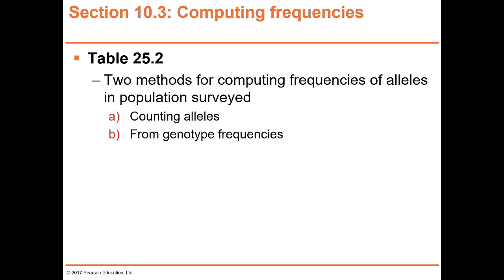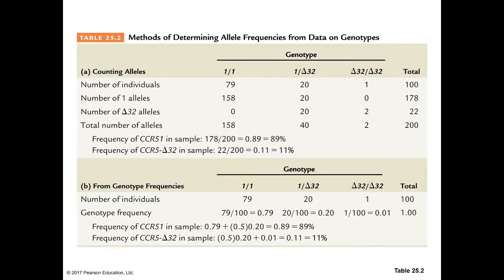To compute frequencies, there are two methods. First is counting alleles, and next is genotype frequencies. Let's say we want to use the method of counting alleles. Remember that each human has 2 alleles. So if there are 79 people, how many alleles are there? You multiply by 2: 79 times 2 is 158.